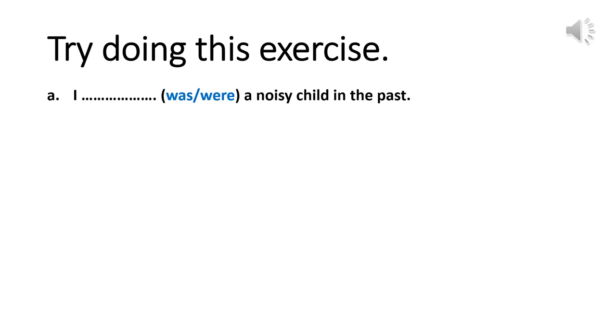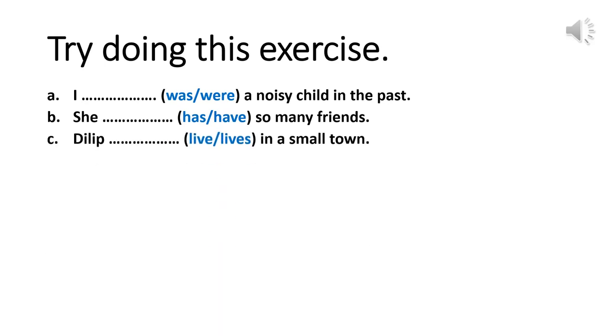I was a noisy child in the past, with the subject I. Whether was or were is correct. And number B: She has so many friends, with the subject she. Whether has or have is correct. Let's go to number C: Dilip live or lives in a small town, with subject Dilip. Whether live or lives is correct.